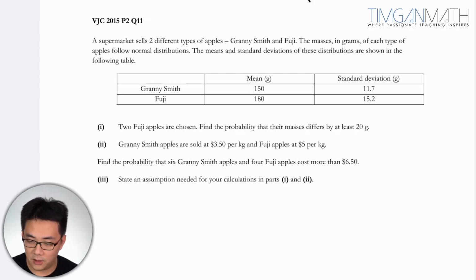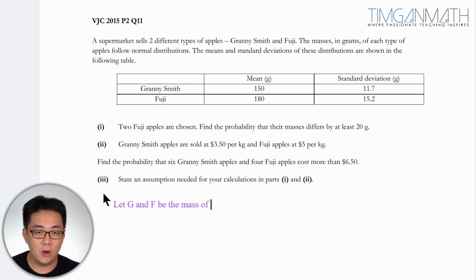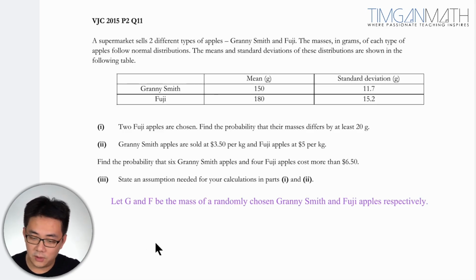So essentially what we need to do is just define. Let G and F be the mass of a randomly chosen Granny Smith and Fuji apple respectively. Okay, so this is it. Once done, that's pretty okay. Just need to define first.